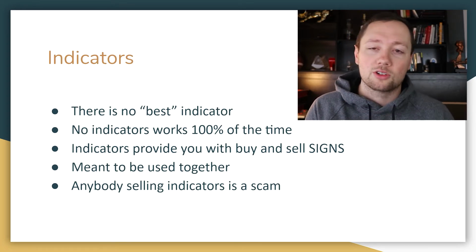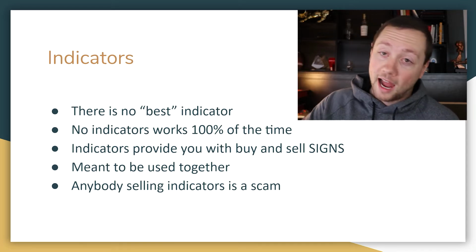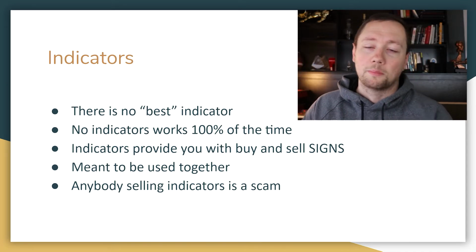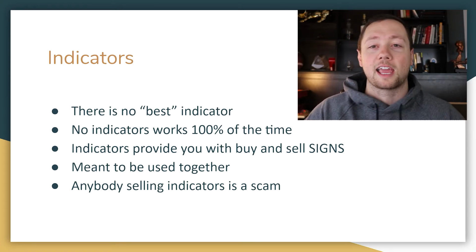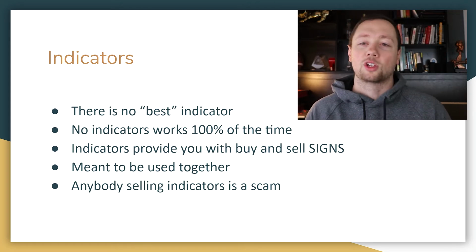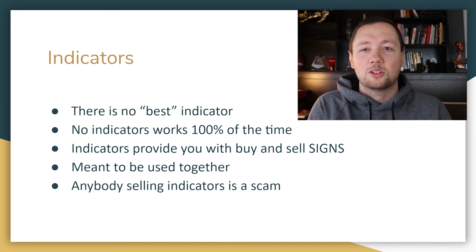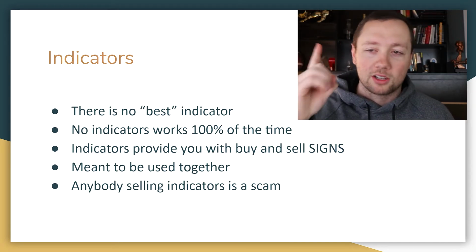Now, indicators are there to provide you with buy and sell signs. They are not saying buy now and sell now. They're saying, hey, this specific indicator is showing some buy sign. And when you combine that with 1, 2, 3 different other indicators and what's happening on your chart with the price action, that is how you personally figure out your buy and sell points. You do not do it based off one indicator. You should never be making a trade based off one indicator.